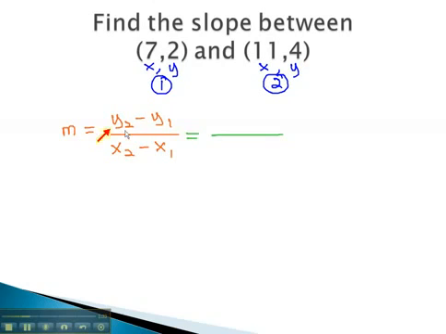y2 is the y value from the second point. This time it's 4. Minus y1, which is the y value from the first point. This one is 2. Over x2, the x value from the second point, which is 11, minus x1, or the x value from the first point, which is 7.